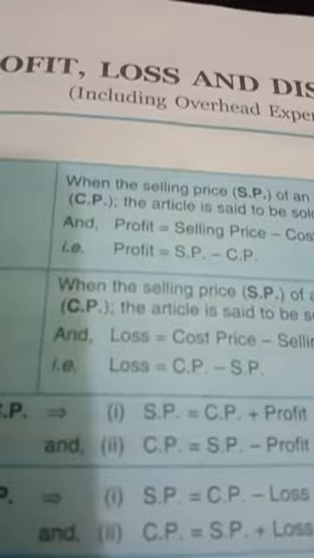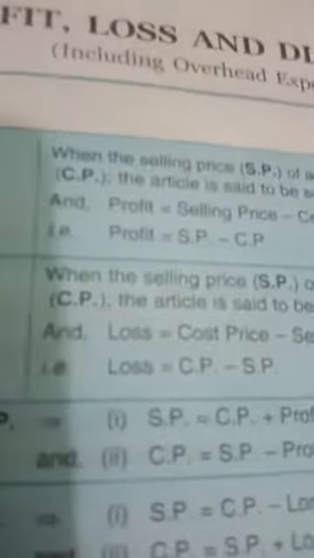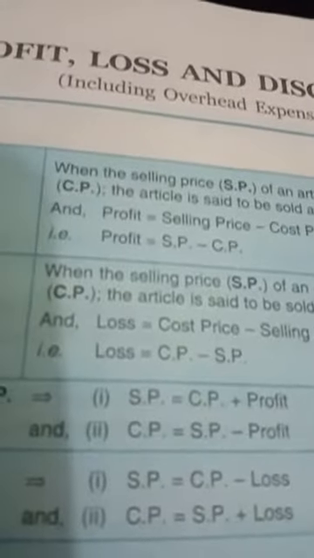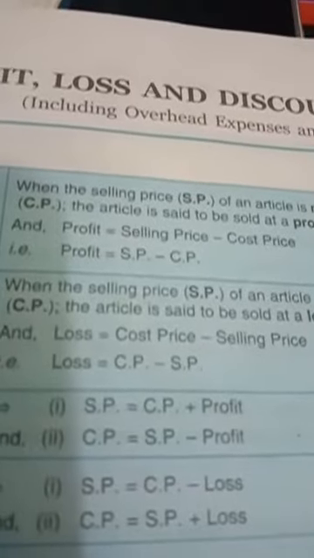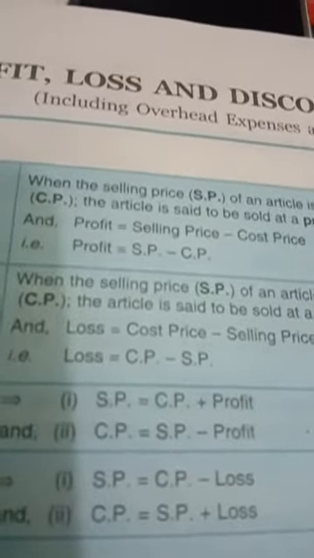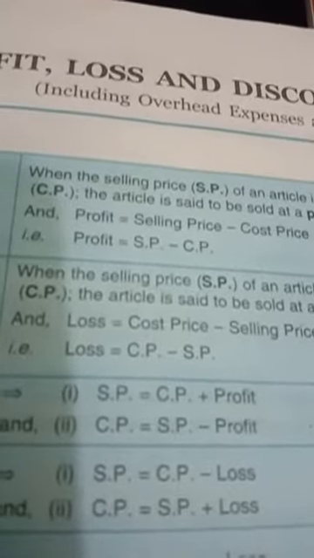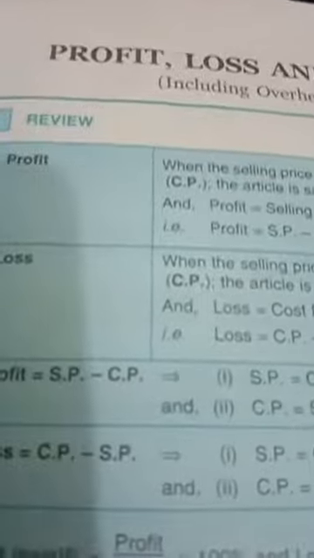Then SP means selling price, വിറ്റ വില, വിൽക്കണ വില. That is CP and SP. SP means the price at which an article is sold. CP means the price at which an article is purchased or bought. Clear?